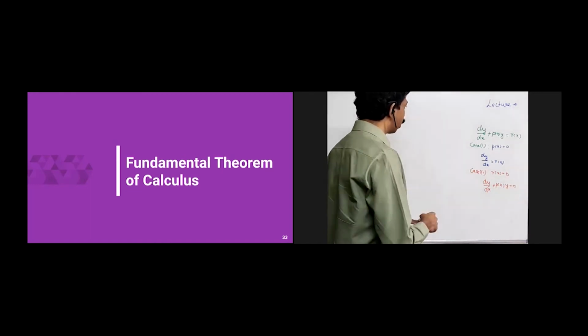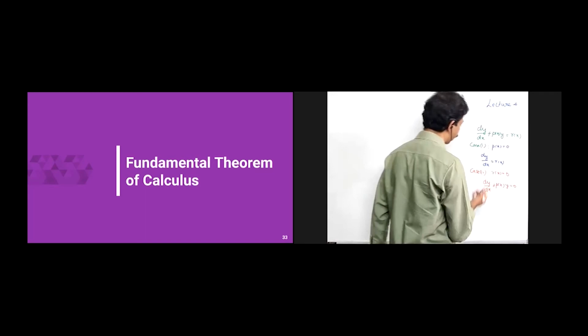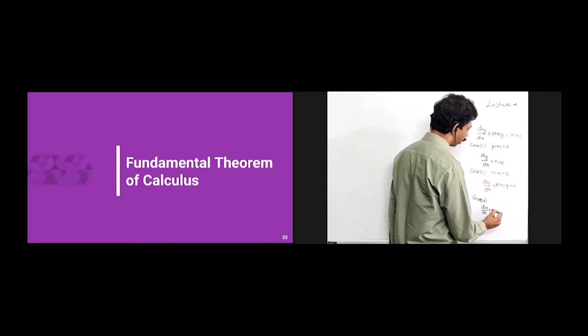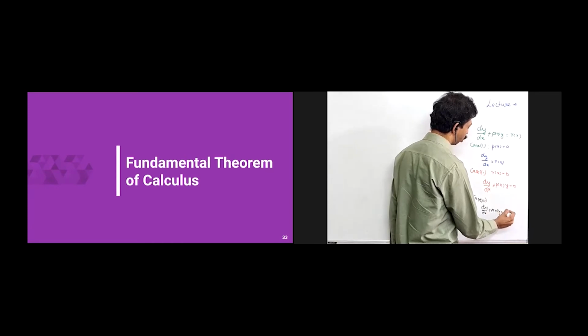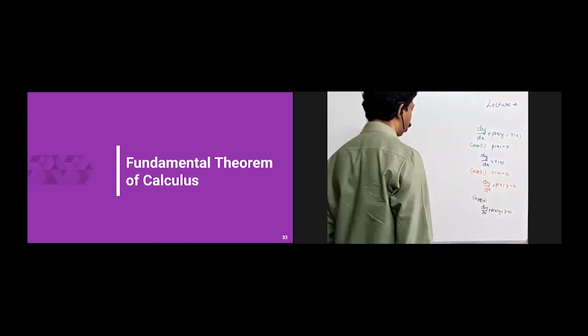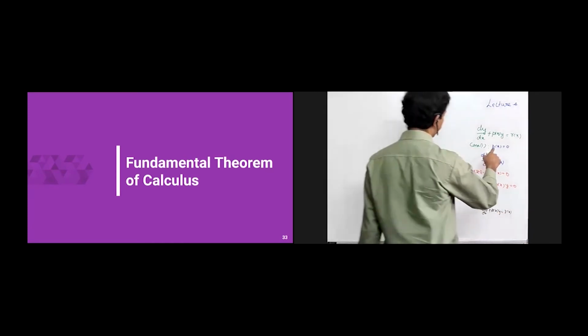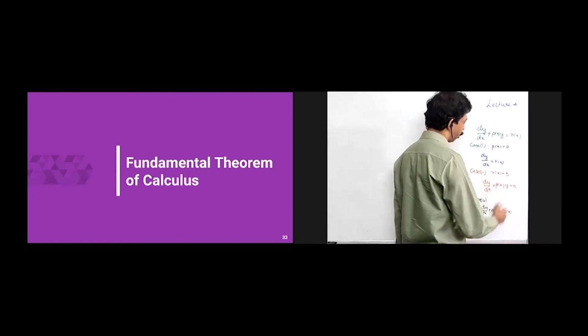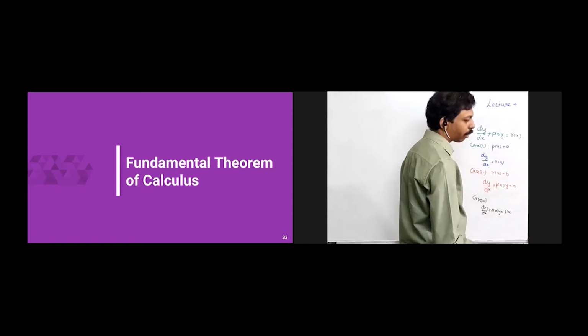Then case 3: only in case 3 I am going to consider everything. Here I am going to consider dy by dx plus p of x into y equal to r of x. Here p of x equal to 0, there r of x equal to 0, and here p of x and r of x are not equal to 0. If we solve this problem, these are all going to be particular cases.